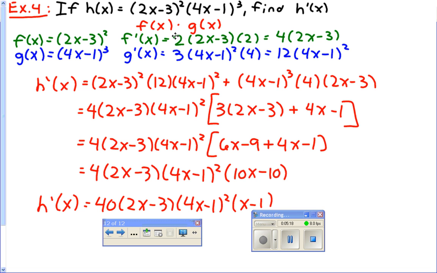Because what they'll do in University Calculus, they'll give you this and say, make it look like this. That's why it's difficult. What's the point of being able to find h prime of x for two functions multiplied?